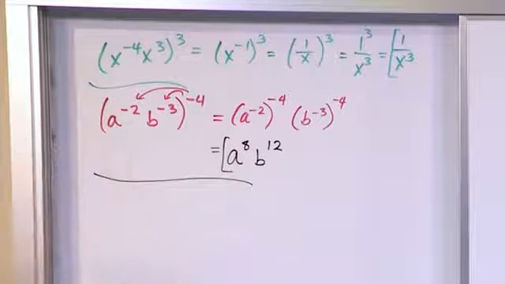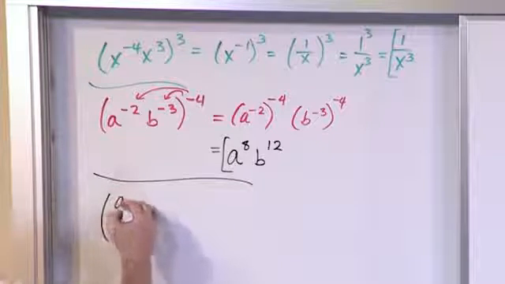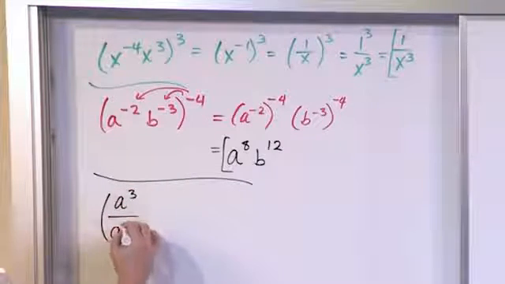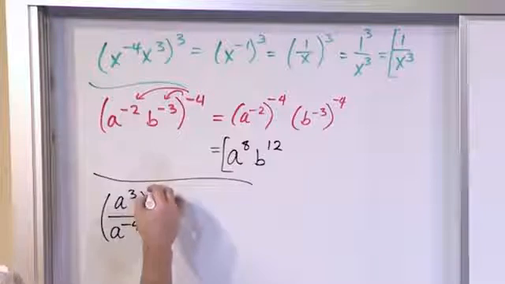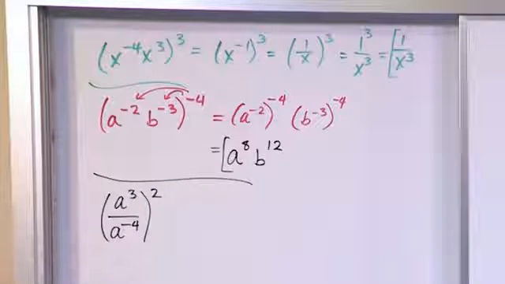All right? Now what if we had something like a cubed over a to the negative fourth raised to the second power. How would we do that?